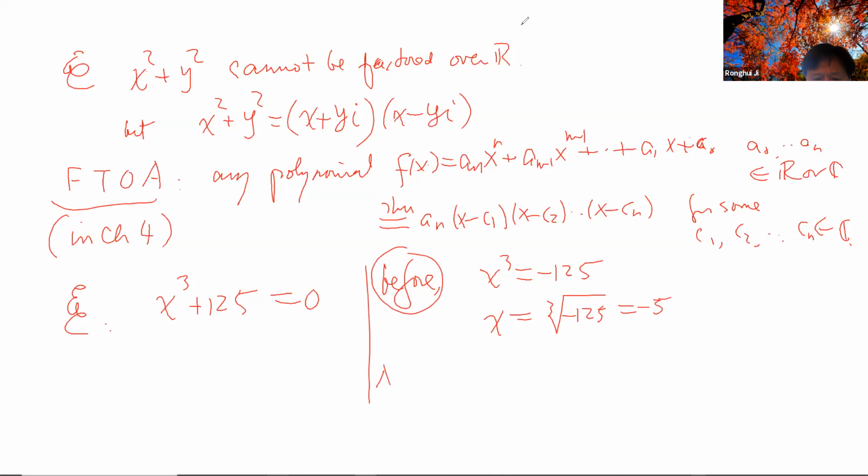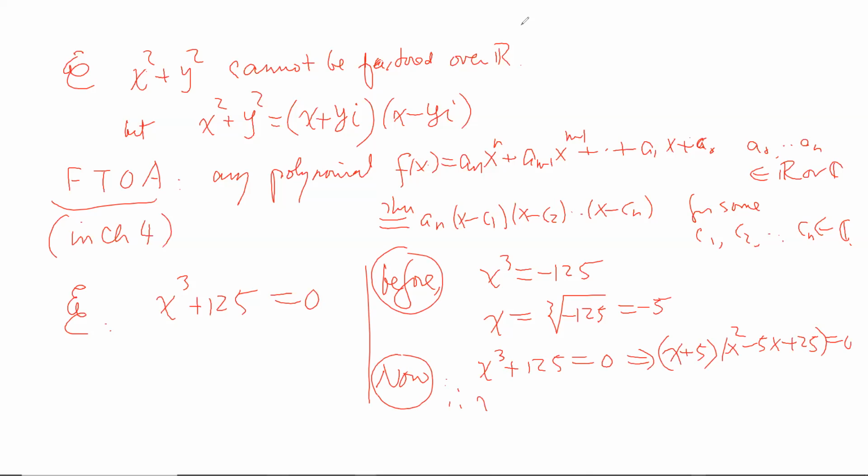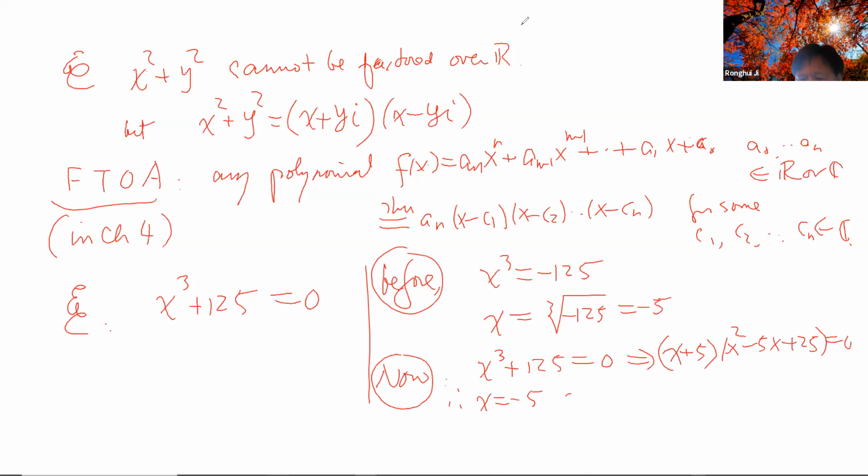But now it's wrong. Why is it wrong? Because you miss solutions over complex numbers. So x cubed plus 125 equal to 0 implies that (x plus 5) times (x squared minus 5x plus 25) equals 0. Do you agree? Yeah. So therefore you get x equal to negative 5, and you could also have the second factor equal to 0.